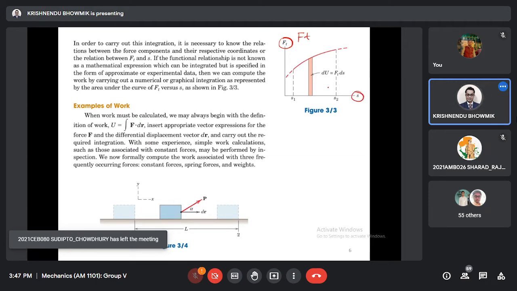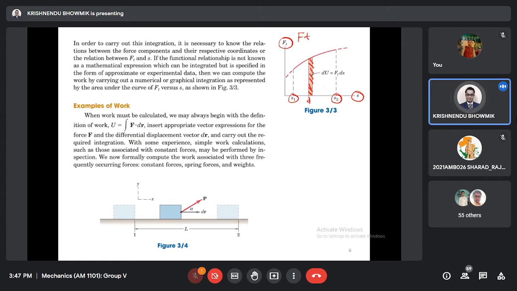S is the displacement. There are 2 points, say S1 and S2. Take one small step. This is representing ds. Then your work done will be Ft multiplied by ds. Now you do the integration to get U1 to 2, or S1 to S2, Ft ds. That one we will use.